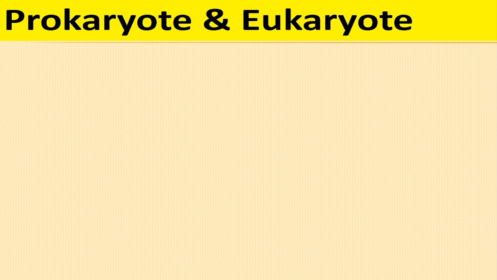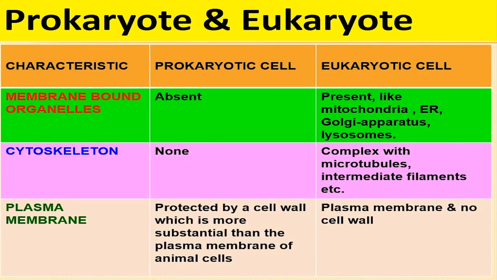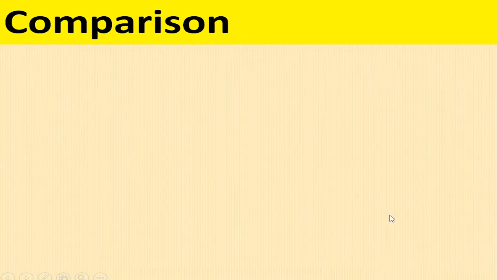If we see the detailed differences between prokaryotic and eukaryotic cells, you will find that the cell membrane is absent in the prokaryotic but present in the eukaryotes. There is no cytoskeleton in the prokaryotic cell, while a cytoskeleton in terms of microtubules and intermediate filaments is present in eukaryotes. In fact, the plasma membrane is present in prokaryotes but inside the cell wall. The outermost covering is the thick cell wall. There is no cell wall present in the eukaryotes. It is only the thin plasma membrane, and there is no cell wall.